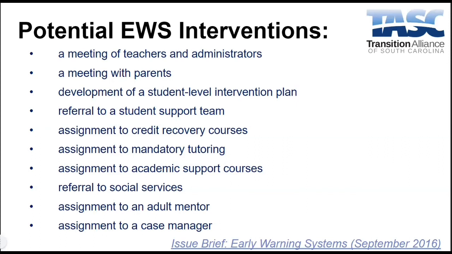And the districts that we've been working with for the past year or so utilize a variety of these based on their unique structure and needs within their school system. And of course, the intervention would be matched to the student needs or gaps. So if you have a student who is not attending school, that might be matched with a meeting with parents, where if you have a student who is failing Algebra 1, they might be assigned to academic support courses or mandatory tutoring.